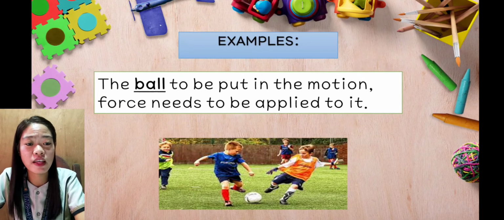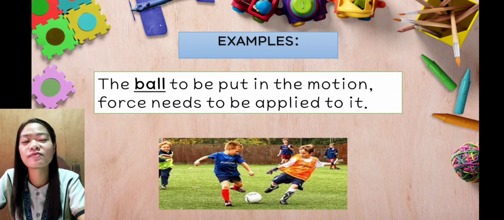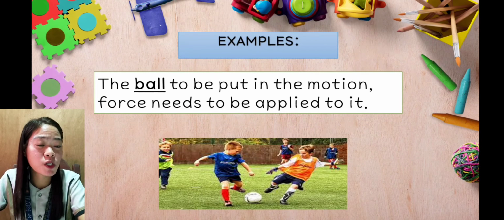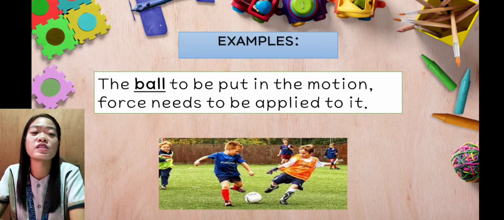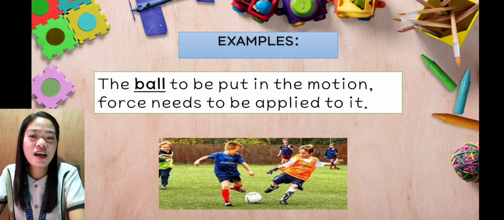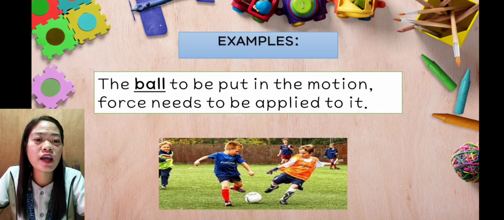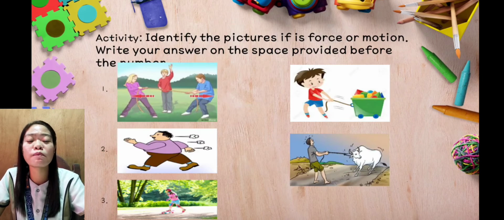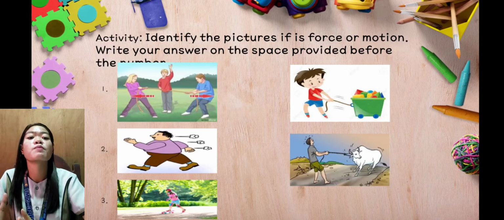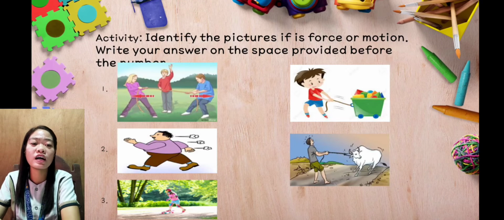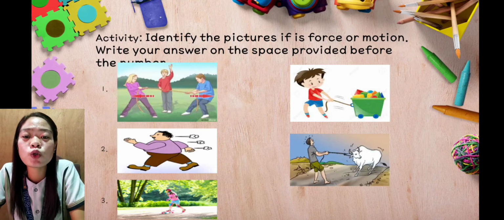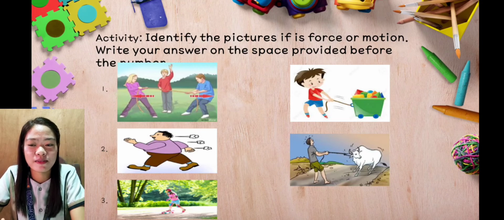Now, what did you observe in the pictures? Okay, the children are playing a soccer ball. And it is an example of motion, because when we say motion, what is motion again? It is a movement from one place to another. So the picture is motion. Okay, for your activity, identify the pictures if it is force and motion. Write your answer on the space provided before the number. So I will give you 2 to 3 minutes to do this activity.